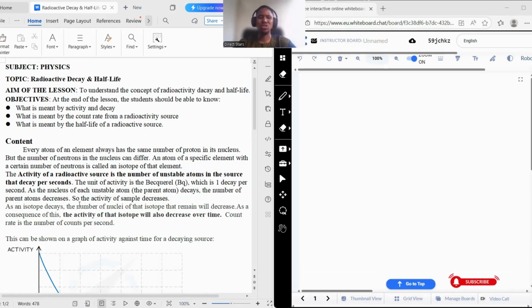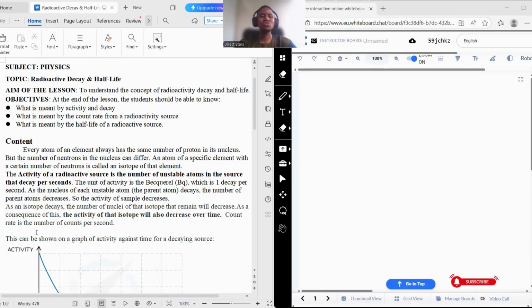As the nucleus of this unstable atom, which is the parent atom, decays, the number of that parent atom will decrease, while the isotope decays too, and the number of nuclei in that isotope will also decrease. With this consequence, the activity of that isotope will decrease over time. When this decreases over time, the average of this decrease is what we call half-life.